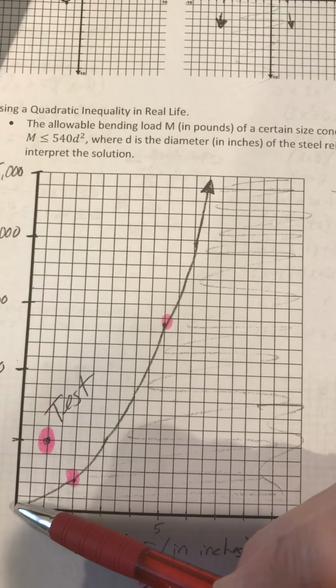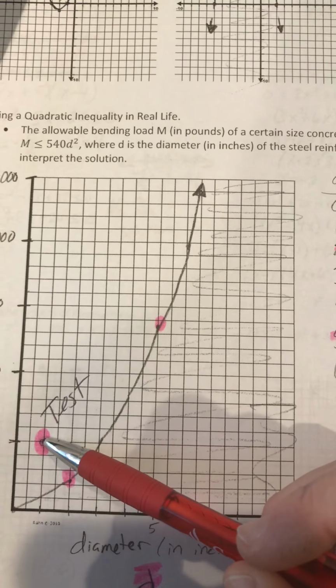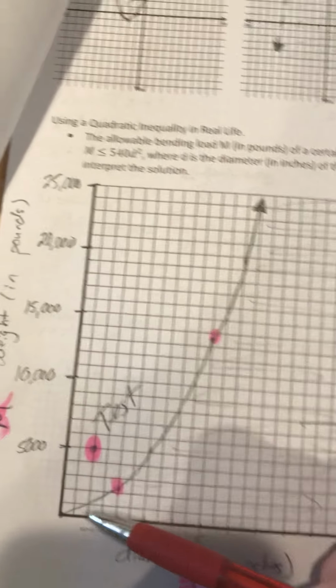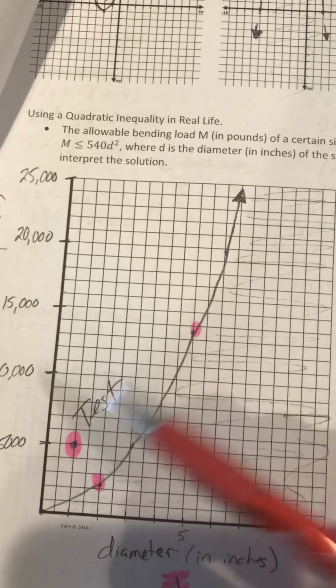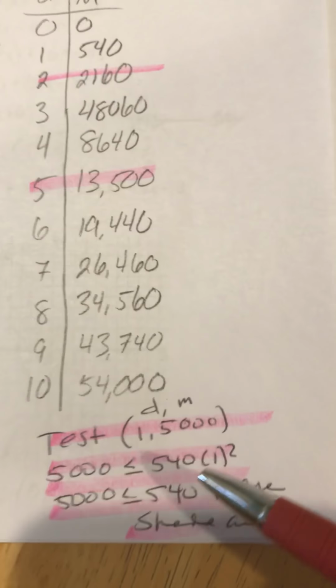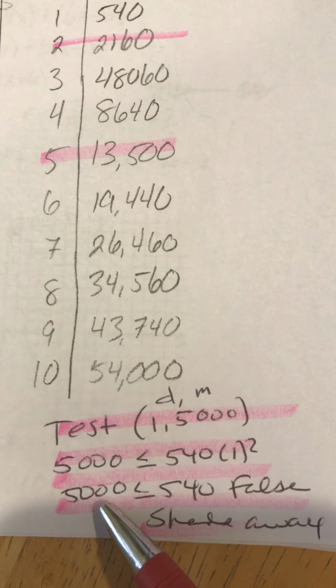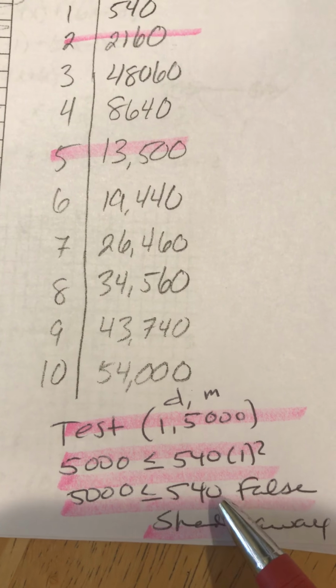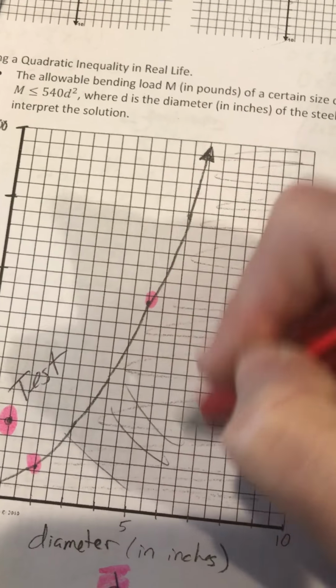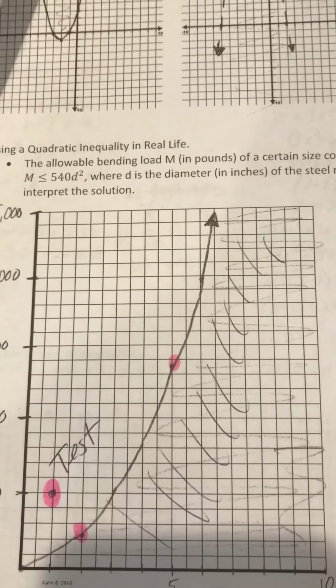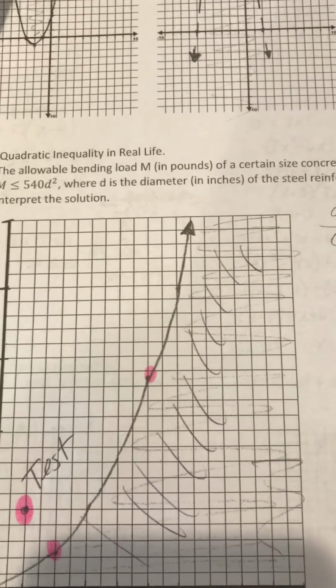I chose a test point inside here. I chose the point when X or D is 1, then M would be 5,000. And I put that in here, 1 and 5,000. When I did that, I got 5,000 is greater than or equal to 540, which is false, so we shaded away. I don't know if you could tell, but this is the area that is shaded. So please take a look at those, and I will be doing part 2 of the video.